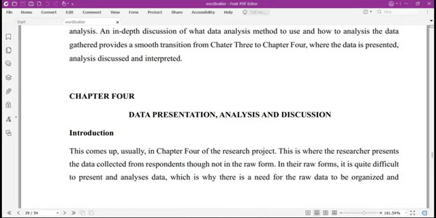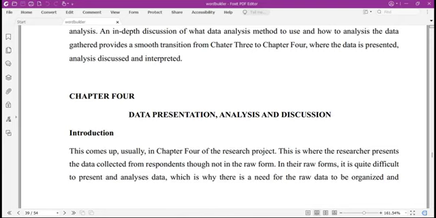Introduction. This comes up usually in chapter 4 of the research project. Chapter 3, remember, is the methodology. So this is chapter 4, where you talk about your data presentation. This is where the researcher presents the data collected from the respondents, though not in the raw form.